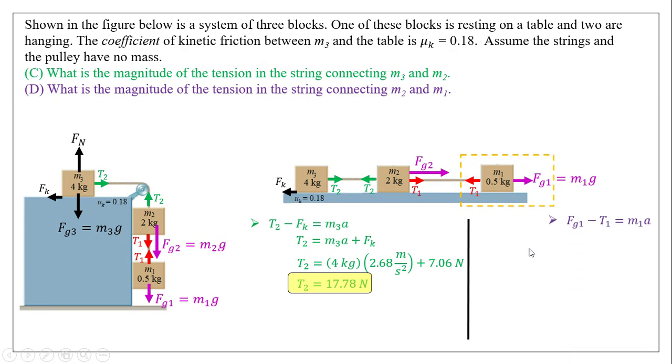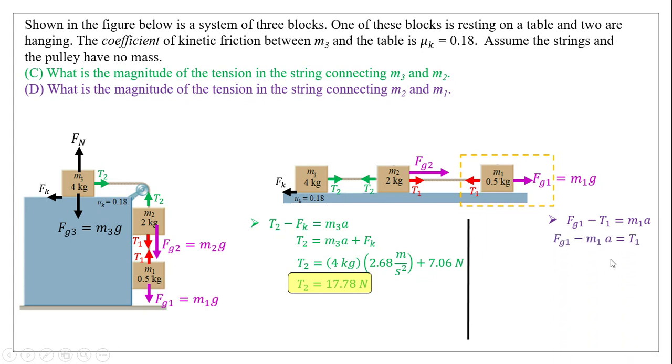So therefore, to do this particular problem, part D, I would just set up F of G1, which is the force causing M1 to move to the right, but at the same time T1 is acting against it. So I have F of G1 minus T1, which is equal to M1A. But then to solve for T1, I want to move T1 to the right side, which makes it positive, and I want to move this M1A to the left side, which makes it negative. So this is what it looks like.